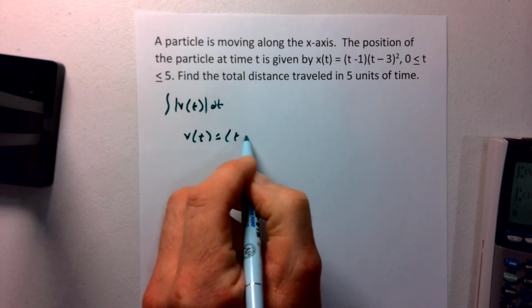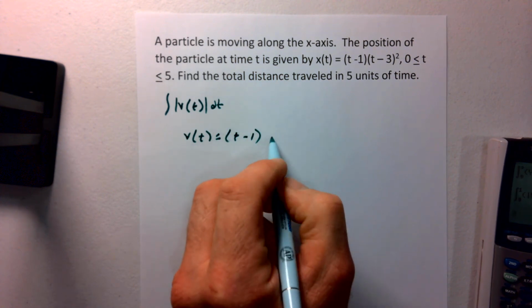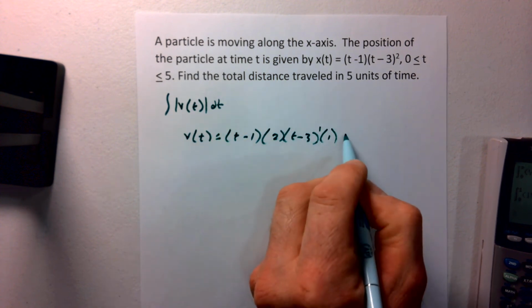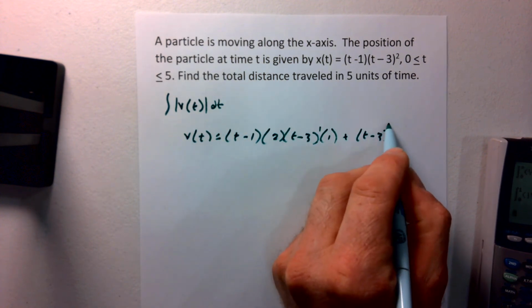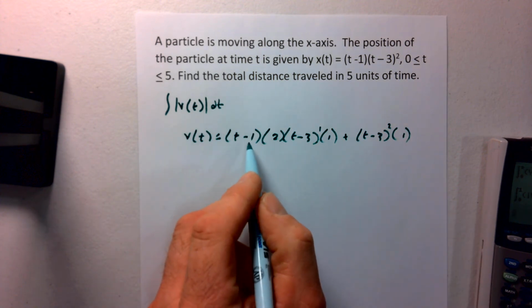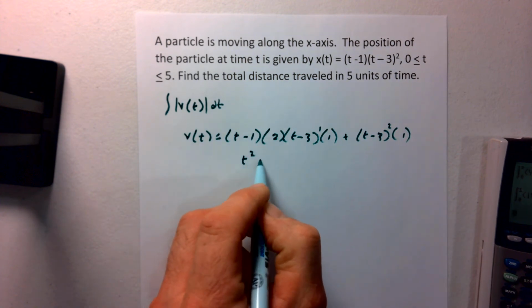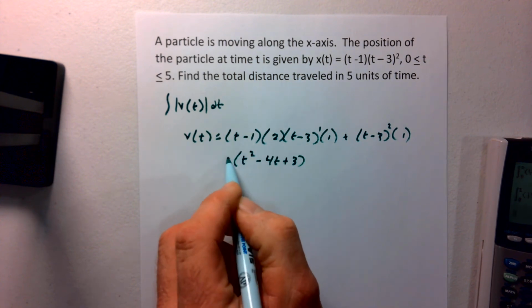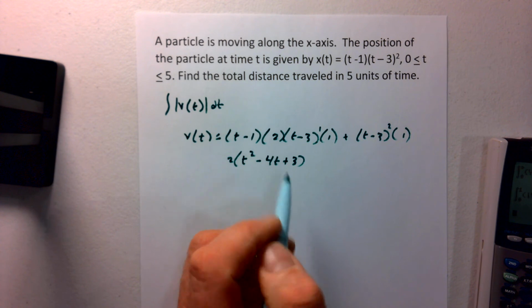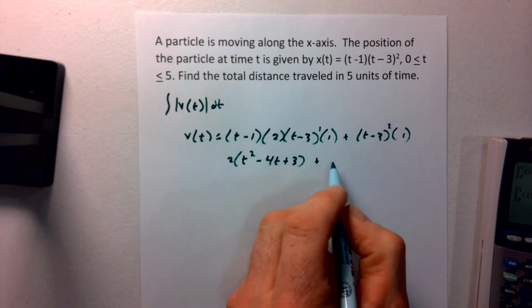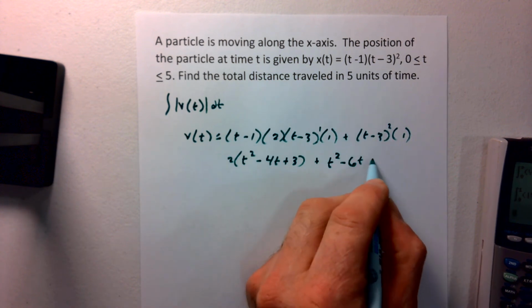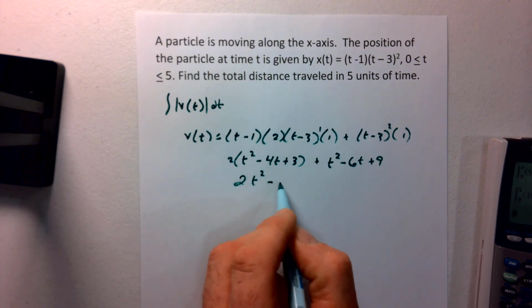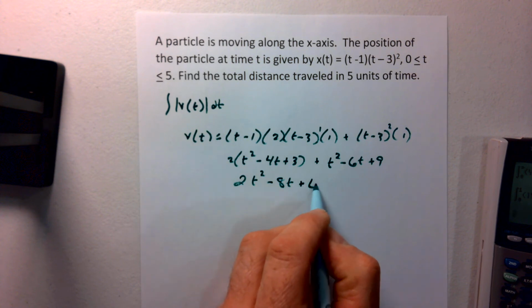So I'm going to go ahead and use my product rule. So we have t minus 1 times 2, t minus 3 to the first times 1, and to that we have t minus 3 squared times 1. Looks like we have a t squared minus 4t plus 3 times 2. I multiply my t minus 1 by my t minus 3. And to that I have t minus 3 squared, which is t squared minus 6t plus 9. So it looks like I've got 2t squared minus 8t plus 6.